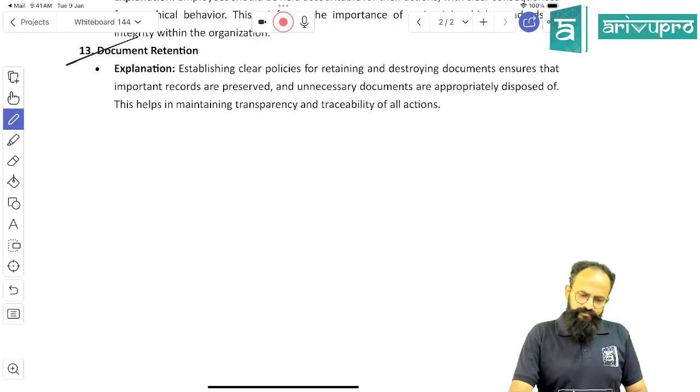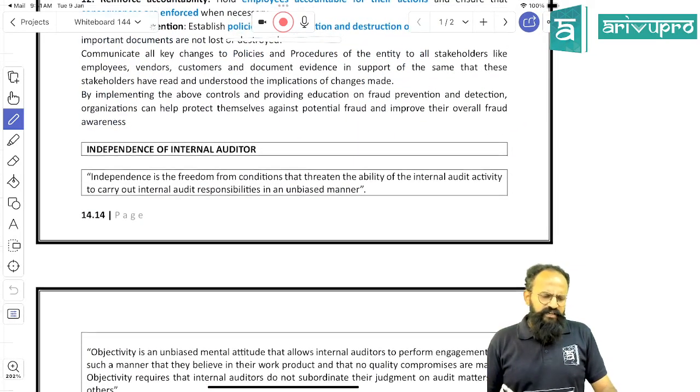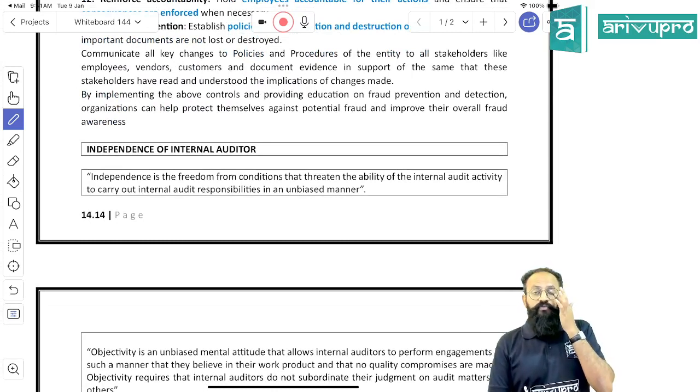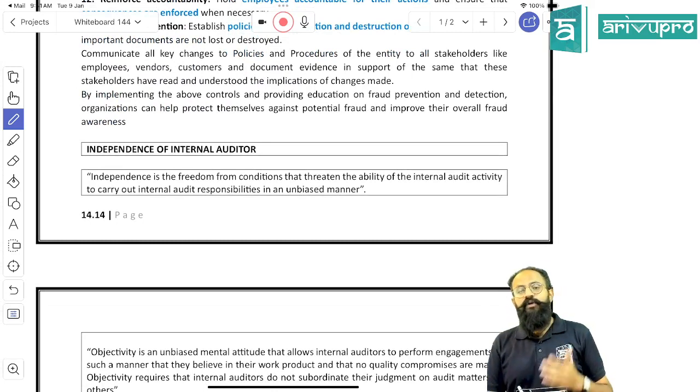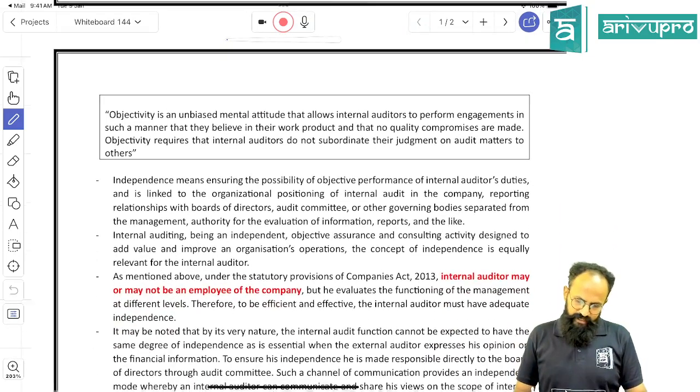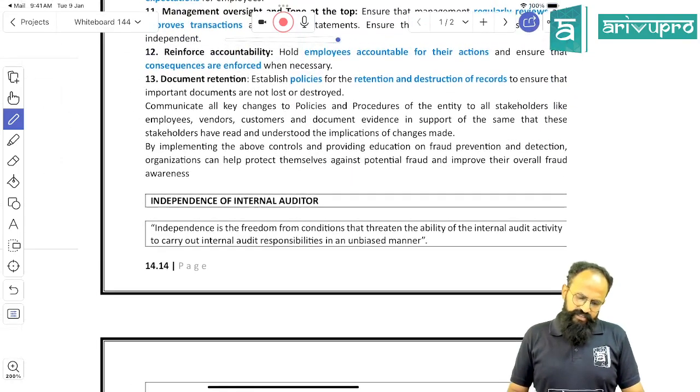It's clear, huh? These are the internal controls which you will keep in place so that the number of frauds, failures, and errors will always go down. And this is what you are trying to bring in as an internal control. Clear, huh? Independence, okay, we'll do it.